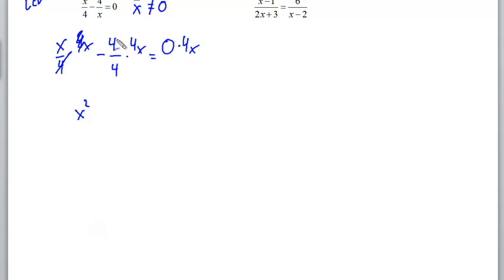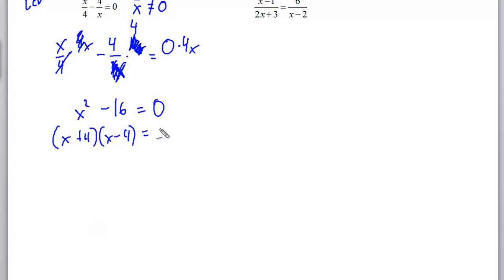The 4's also cross out here as well. Oh, sorry, that was an x down there below. Whoops. So the x's cancel out and the 4's do not, so that makes negative 16. And that's equal to 0 times 4x, which is 0. Oh, sweet, this is a difference of squares. So now I'm going to go x plus 4, x minus 4, and that's equal to 0.